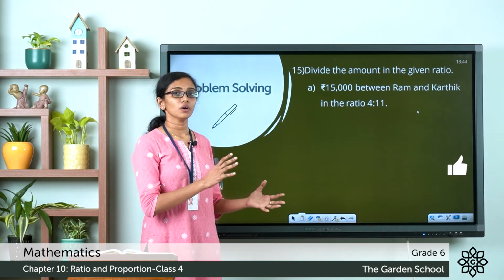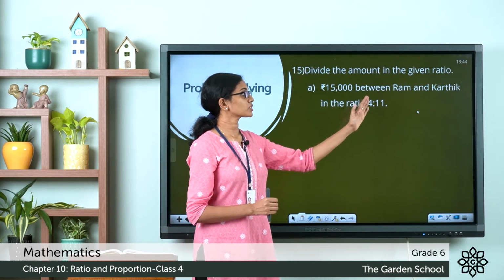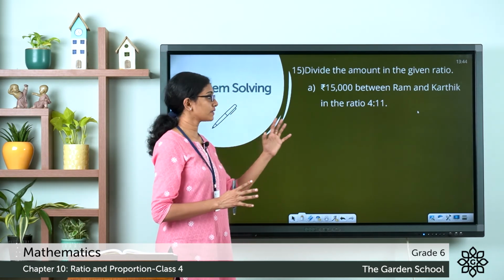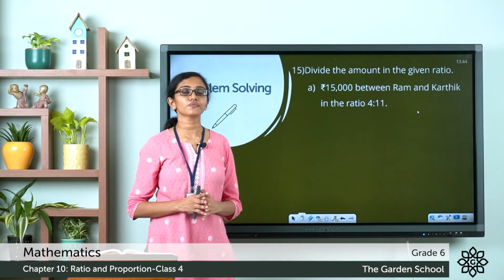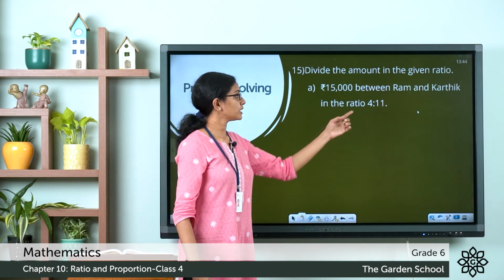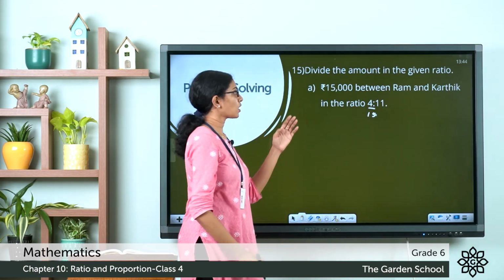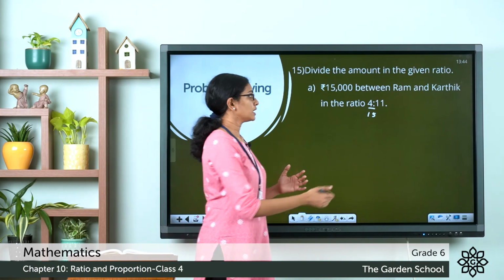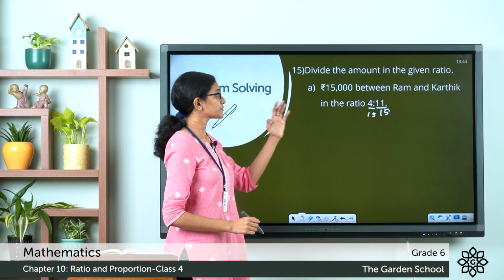So how can we find out each one's share? The ratio given is 4:11. So the total number of parts into which we can divide the given amount will be 4 plus 11, which is equal to 15. So what will be Ram's share? Ram's share will be 4 out of the total 15 parts of 15,000. And Karthik's share will be 11 out of the total 15 parts of rupees 15,000.